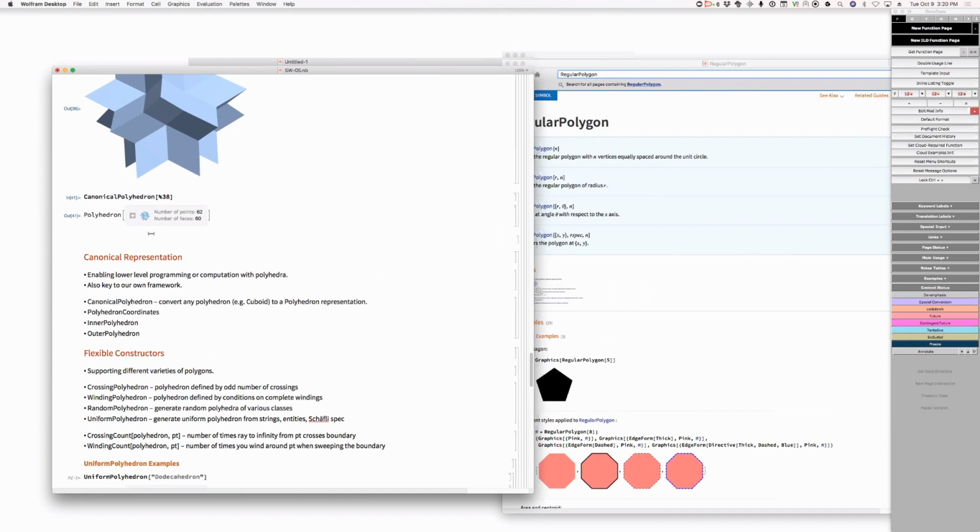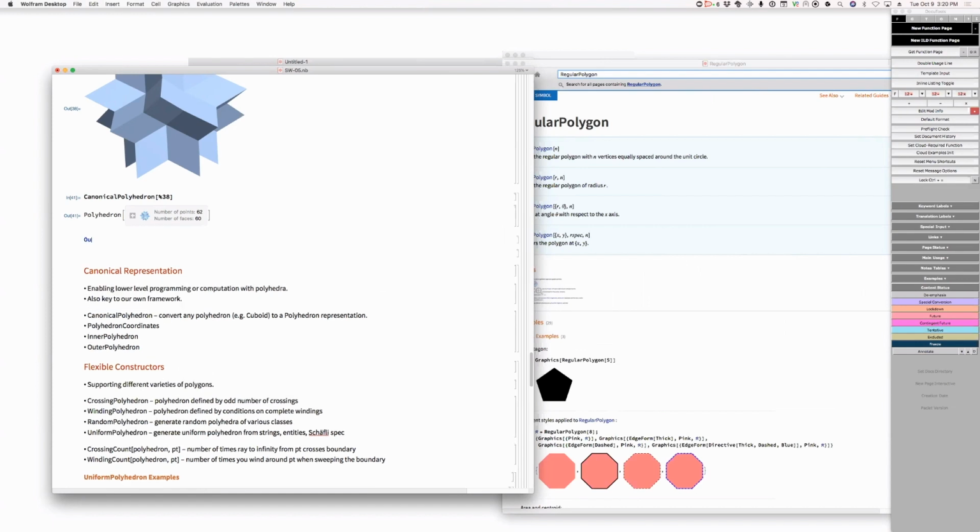So now, if I say outer polyhedron of this, that will still show the same thing, right? It better, because this one has no voids.